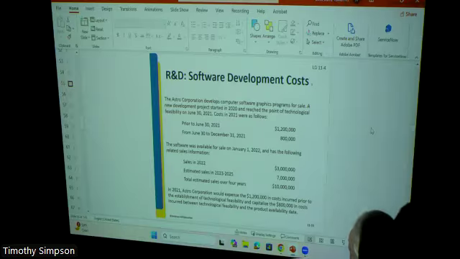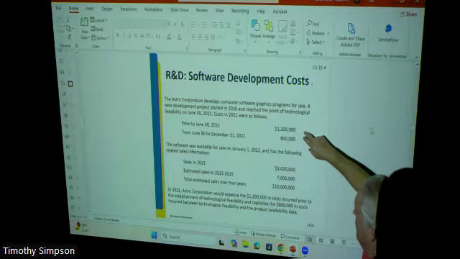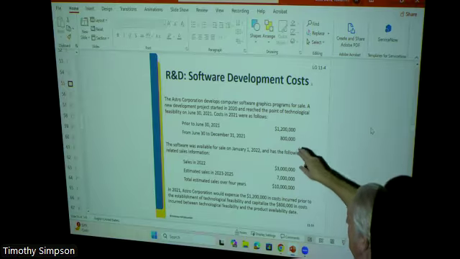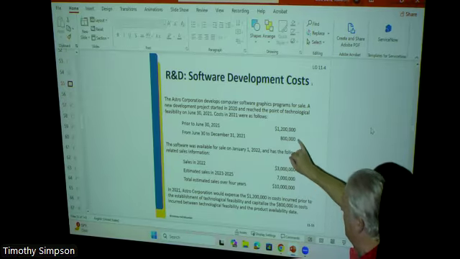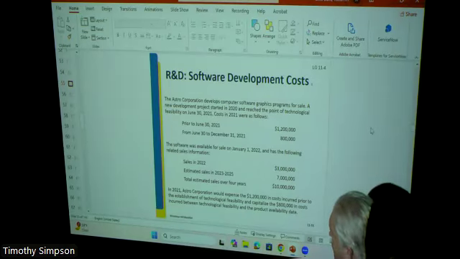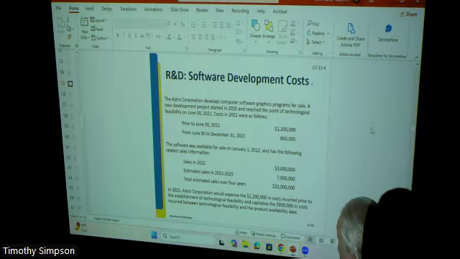And so in this case, June 30th is the date at which we have reached technological feasibility. Up to that point, we had 1.2 million of expenses. And after that, until this thing did come to the market, we have 800,000, which is going to be capitalized. Okay, so it was available for sale just a few months after that. So here's what we've got going.